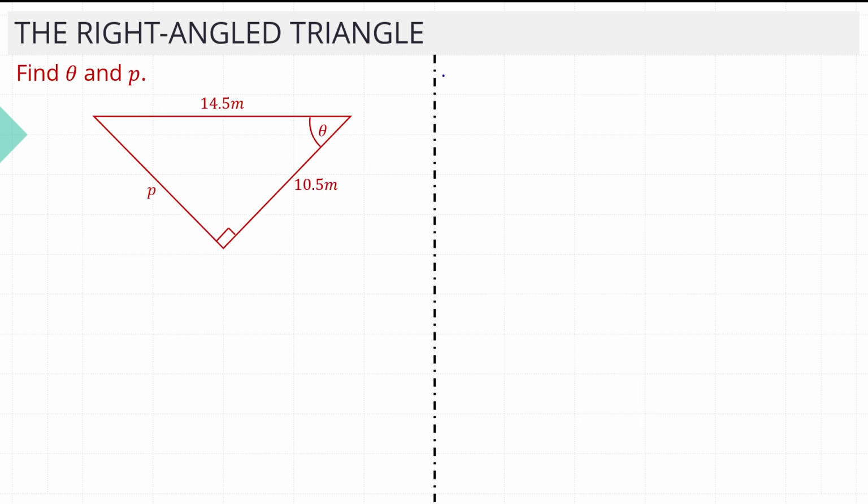Next question. We have to find the value of the angle theta and the side P. This is a 90-degree triangle and two sides are known, so we can find the third side using the Pythagoras theorem. Which side is opposite the 90-degree angle? 14.5. So that's the hypotenuse. We learned that the square of the hypotenuse equals the sum of the squares of the other two sides.